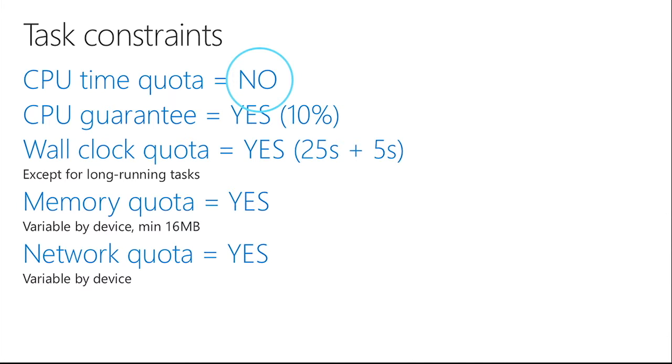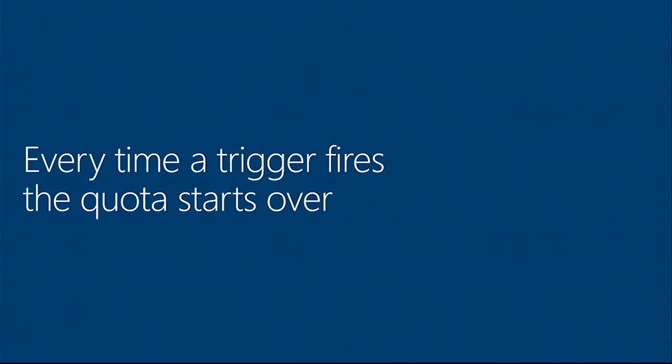I have to come back to you on that one. Okay. Yeah. There is also a network quota which is variable by device. But then the good thing is every time the trigger fires, you get a new set of quota. Okay. So that's actually quite generous.